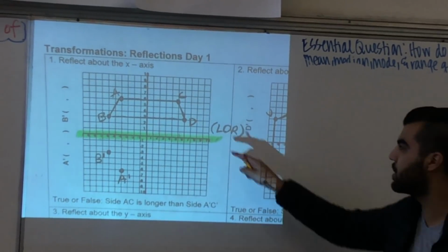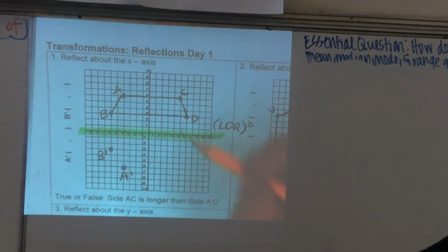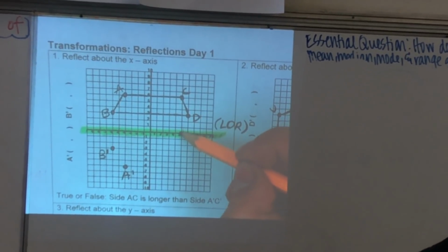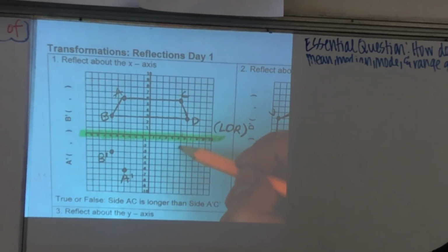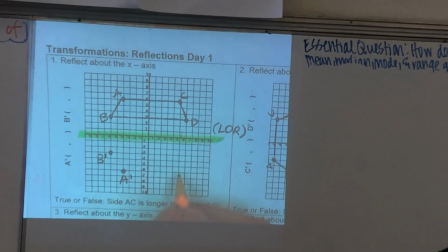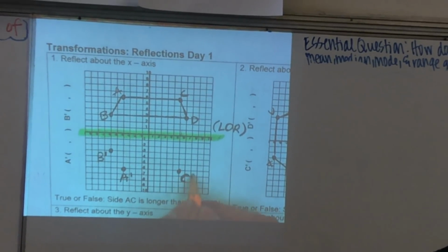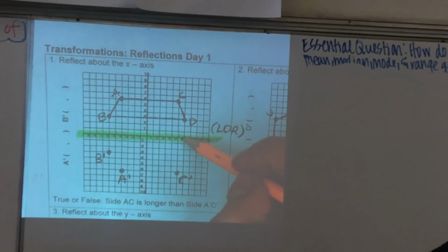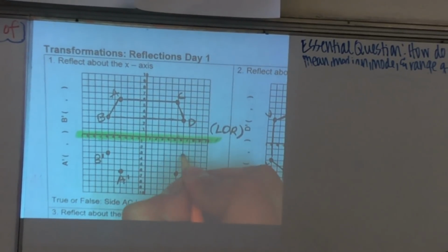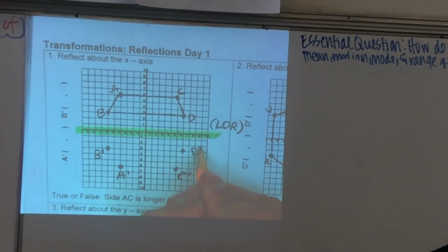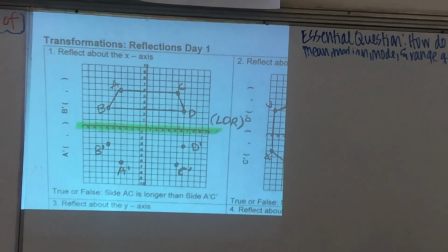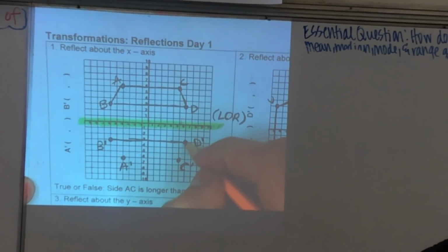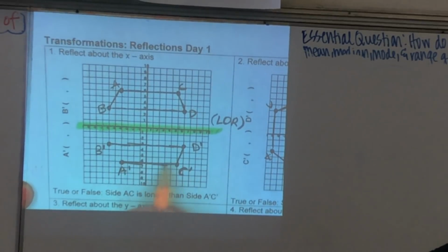Go ahead and do the same thing with C and D. Let's do C. We have 1, 2, 3, 4, 5, 6. So count 6. This right here becomes C prime. And then finally, do the same thing with D. 1, 2, 3. This becomes D prime. Now that you have all 4 points, you can go ahead and connect them and get your shape, or the figure. So we have this. Connect all the points.